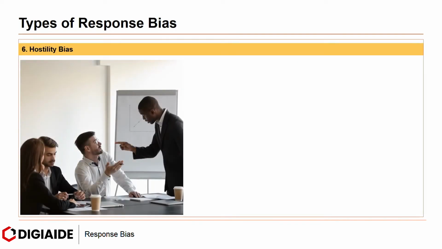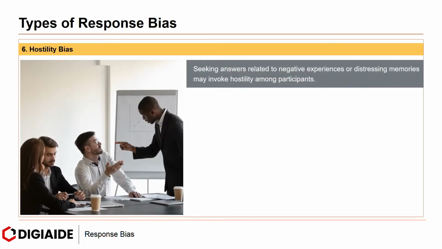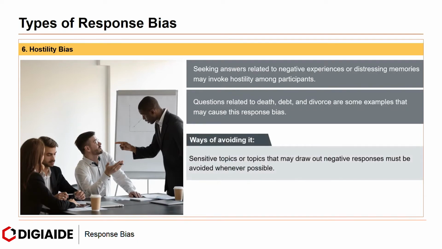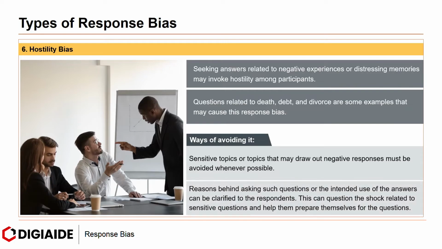Next, hostility bias. Seeking answers related to negative experiences or distressing memories may invoke hostility among participants. Questions related to debt and divorce are some examples that may cause this response bias. Ways of avoiding it: sensitive topics or topics that may draw out negative responses must be avoided whenever possible. Reasons behind asking such questions or the intended use of the answers can be clarified to the respondents. This can reduce the shock related to sensitive questions and help them prepare themselves for the questions.